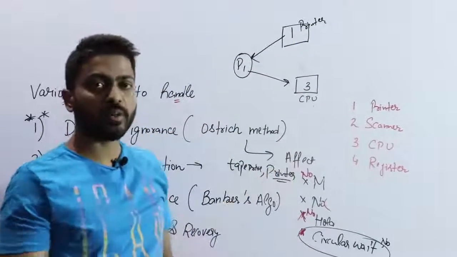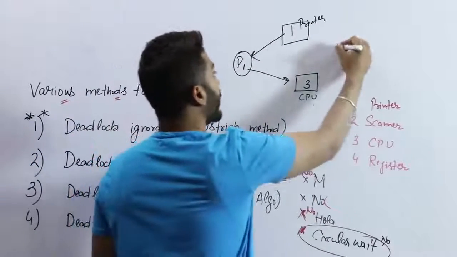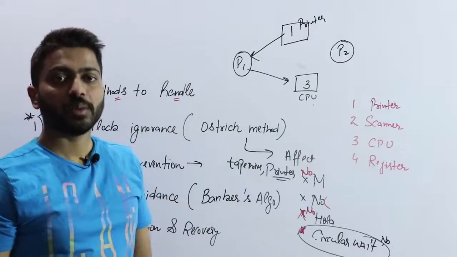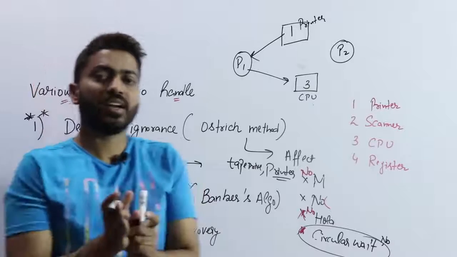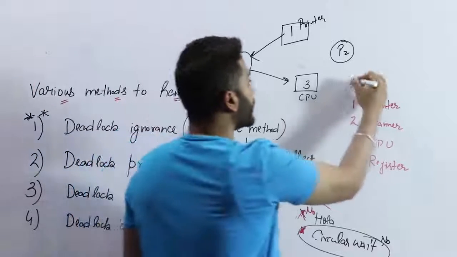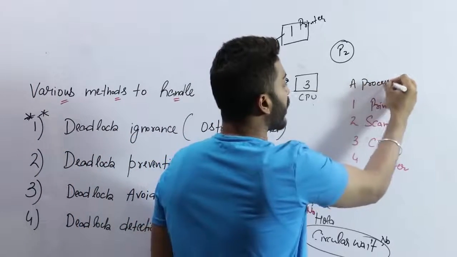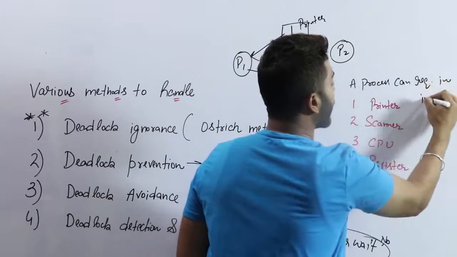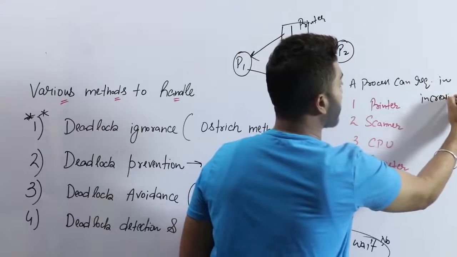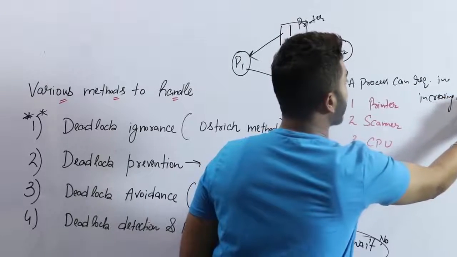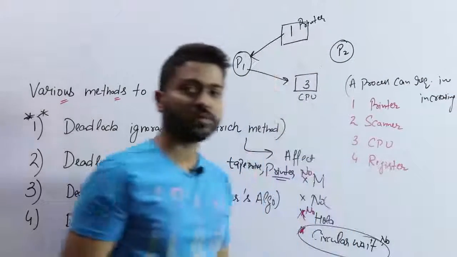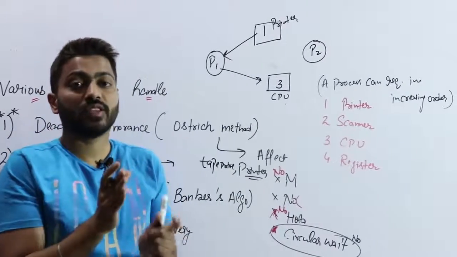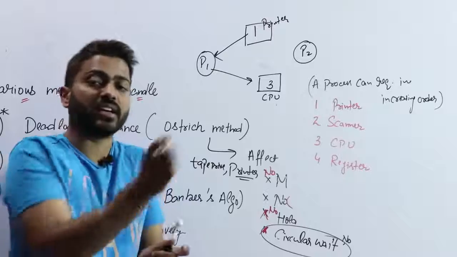Now if another process comes, let's say P2 comes. The main line is that a process can request only in increasing order. This is the simple meaning. It means if the order is increasing, then only it can request.